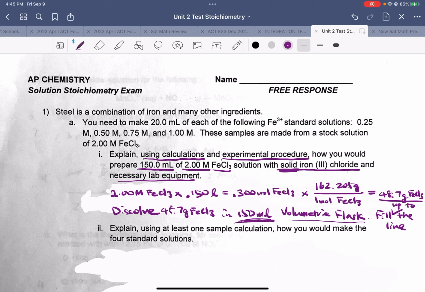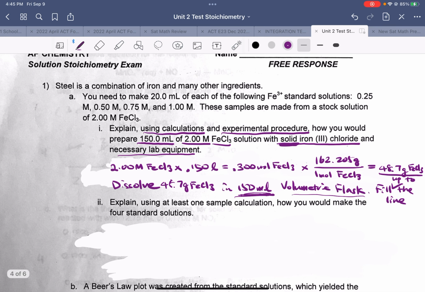Now, second one, explain using at least one sample calculation. So how would you make the four standard solutions? First of all, I need to find out what volume I need using that 2 molarity stock. So here, 0.25 molarity first. So 0.25 molarity times the 20 milliliters you're going to need for each one.